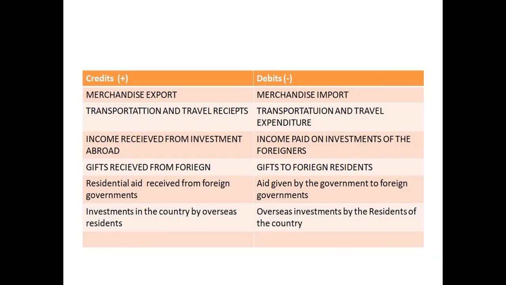This is a structure of the balance of payment accounting. At the left hand side you have a credit, that is what we need to get, and in the right hand side you have a debit, that is something which we pay from our pocket. That is, in the credit side merchandise export, here import you can see. Then in the credit side transportation and travel receipts, transportation and travel expenditure, income received from investment abroad, income paid on investment.